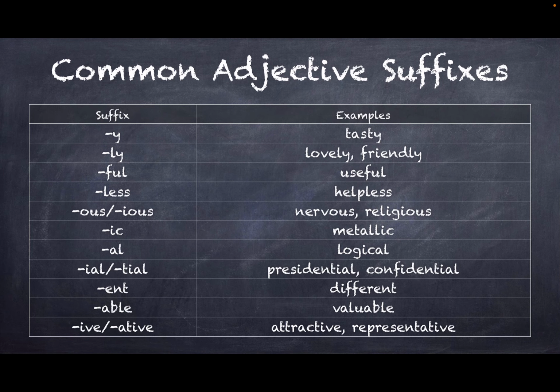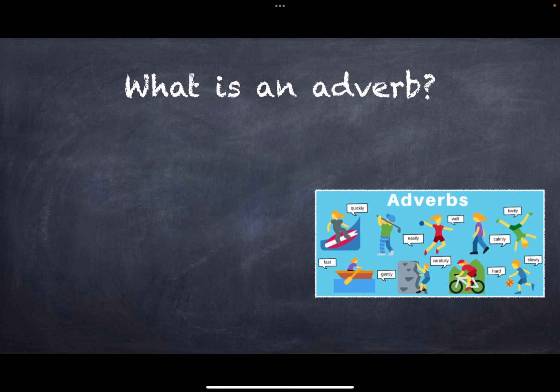These are some common adjective suffixes that you might see: y, ly, ful, less, ous or ious, ic, al, ial or tial, ent, able, ive or ative. And lastly, let's talk about adverbs. You can see some examples of adverbs on the right.